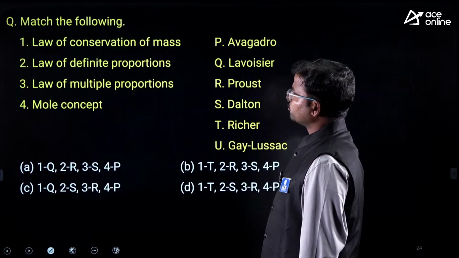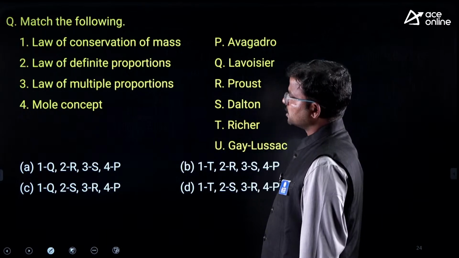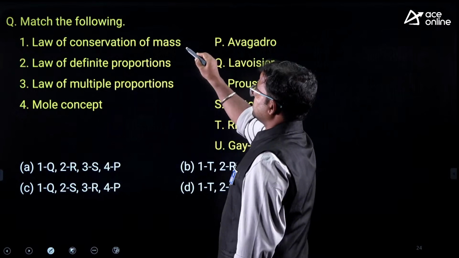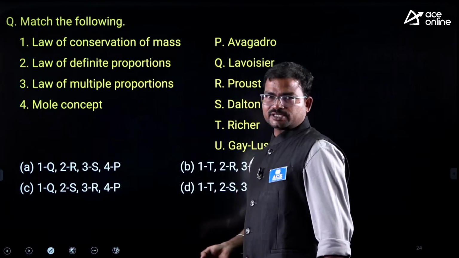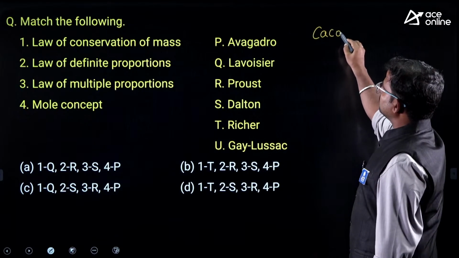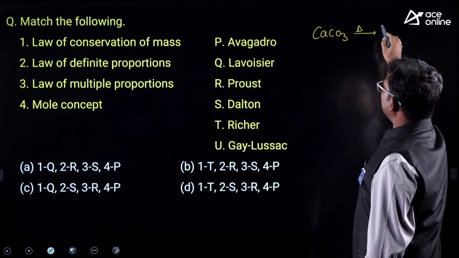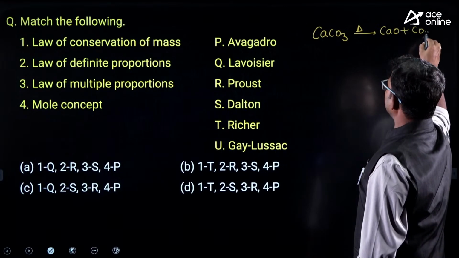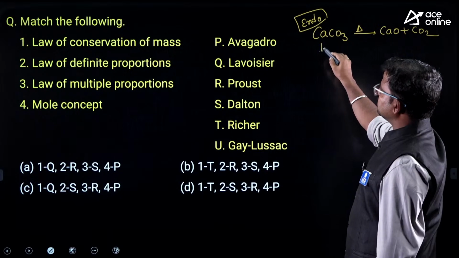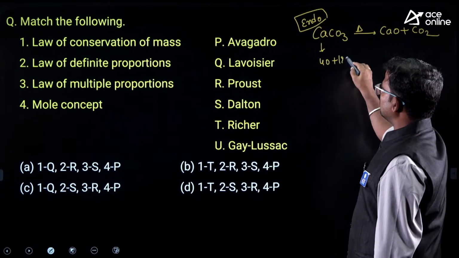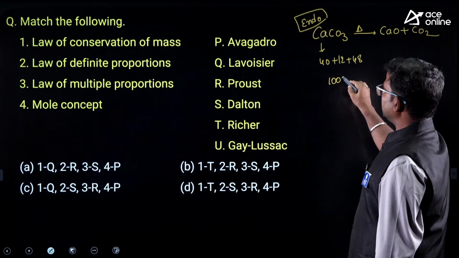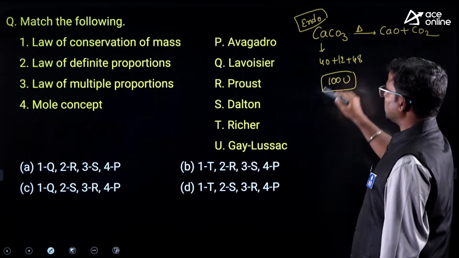Next, match the following: law of conservation of mass, law of definite proportions, law of multiple proportions. Next, mole concept. So law of conservation of mass means mass can neither be created nor be destroyed. It just converts from one form to another form. Suppose you consider calcium carbonate, when it is heated, what we get? Calcium oxide plus carbon dioxide. This is an endothermic reaction, which means it requires energy. Here calcium mass 40, carbon mass 12, oxygen mass 16, 3 into 16 is 48. Finally what we get? 100 AMU or 100 units.